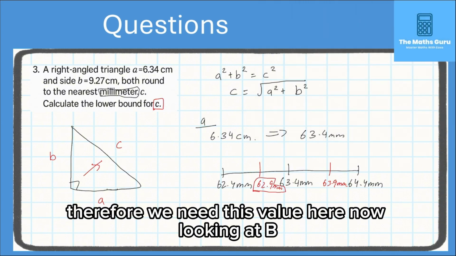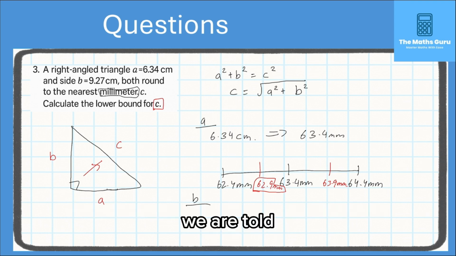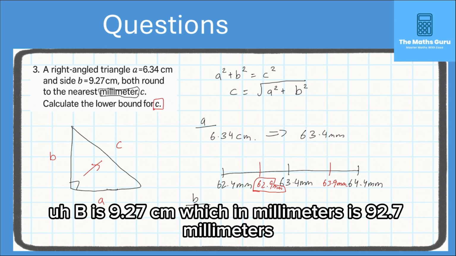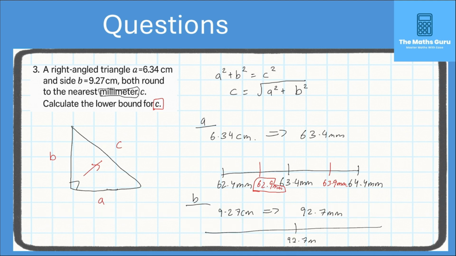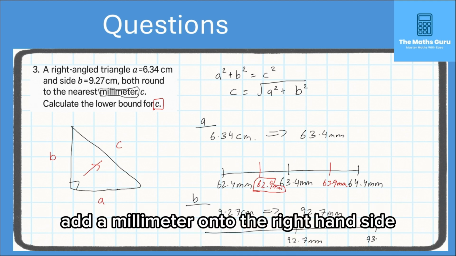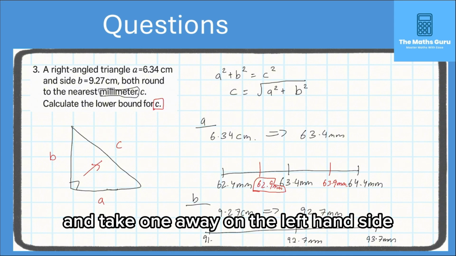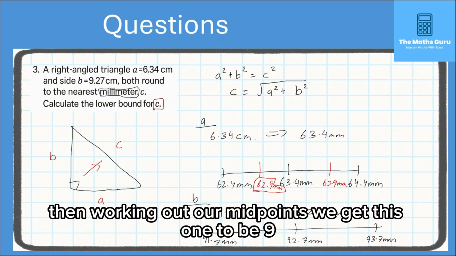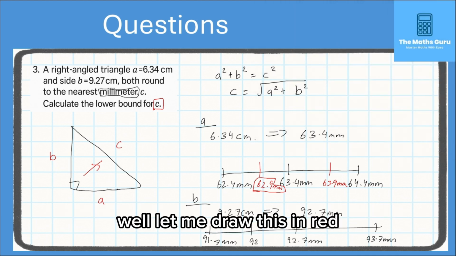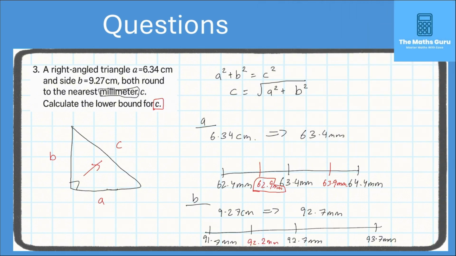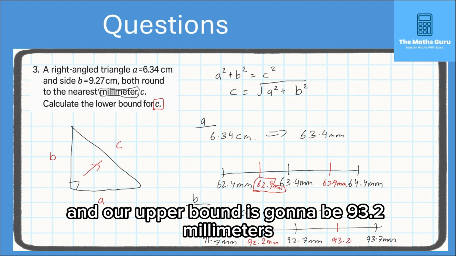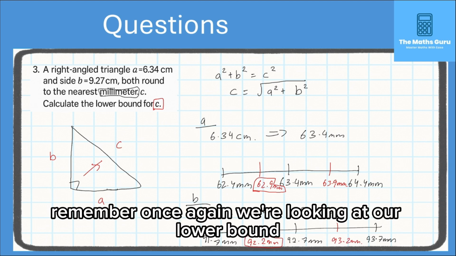Now, looking at B, we are told B is 9.27 centimeters, which in millimeters is 92.7 millimeters. Drawing our timeline, we put that smack in the middle, add a millimeter onto the right hand side, and take one away on the left hand side. Then, working out our midpoints, we get this one to be 92.2 millimeters, and our upper bound is going to be 93.2 millimeters. Remember, once again, we're looking at our lower bound.